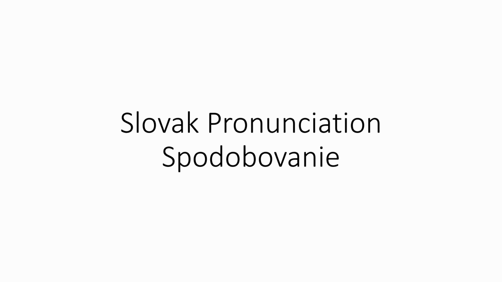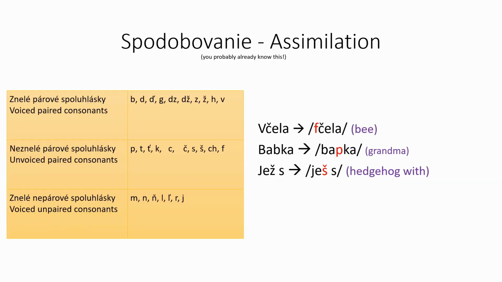What this will mean is that certain consonants, when placed right next to each other, will be pronounced differently. Now, luckily for us, this is not as complicated as it sounds. The rules for this are quite simple. We can divide all consonants into voiced and unvoiced consonants. Voiced consonants are those where your vocal cords vibrate, such as b, d, z. And unvoiced are those where your vocal cords don't vibrate, like p, t, k.